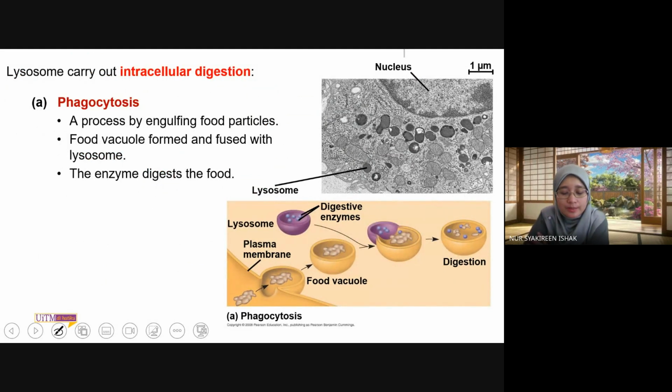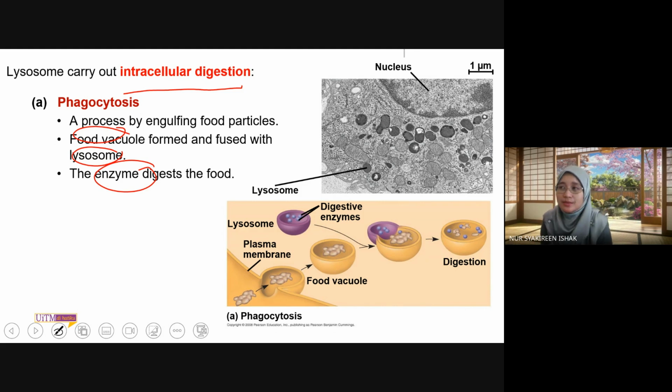Okay, so function of the lysosome, it carries out intracellular digestion. Intracellular digestion is digestion that occurs within the cell. So the first one here is phagocytosis. What is phagocytosis? A process of engulfing food particles, and it causes the formation of a food vacuole. The food vacuole will then fuse with the lysosome that contains hydrolytic enzymes to digest the food inside the food vacuole. Examples of cells that undergo phagocytosis are white blood cells.